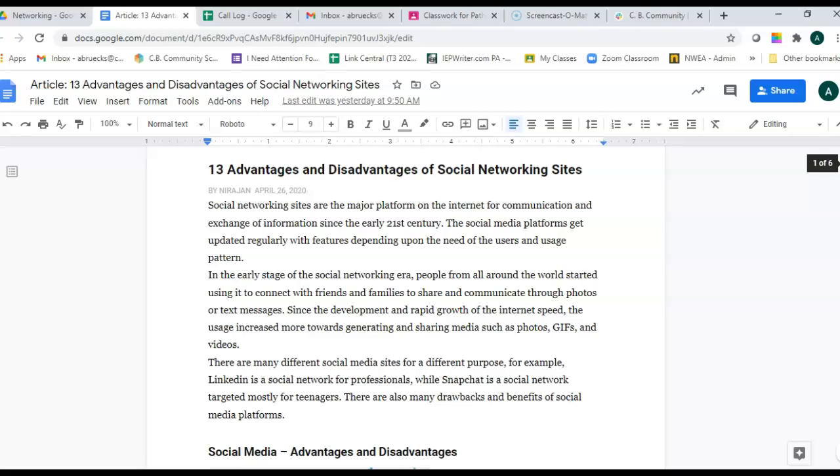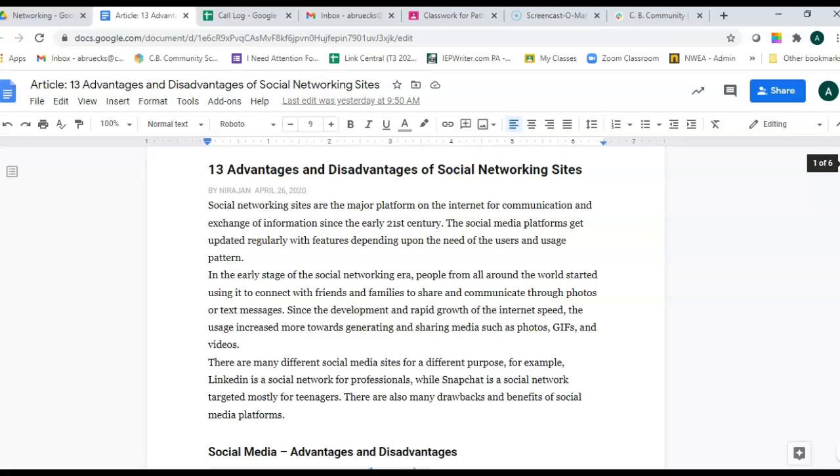So social networking sites are the major platform on the internet for communication and exchange of information since the early 21st century. The social media platforms get updated regularly with features depending upon the need of the users and usage pattern. In the early stage of the social networking era, people from all around the world started using it to connect with friends and families, to share and communicate through photos or text messages.